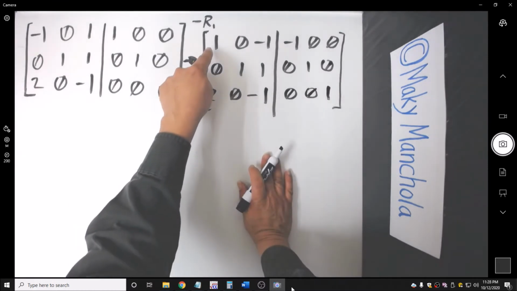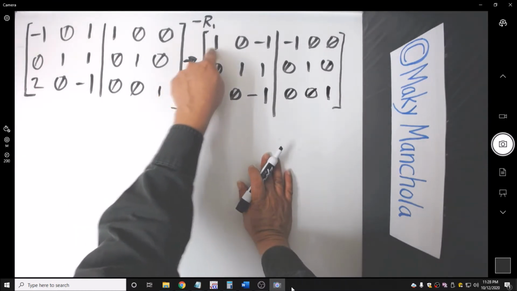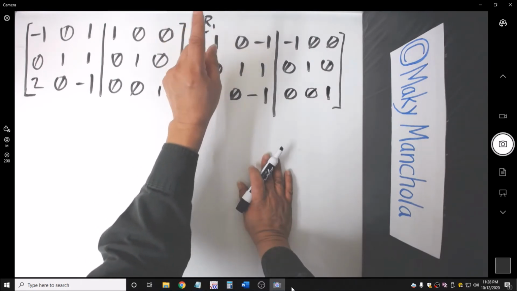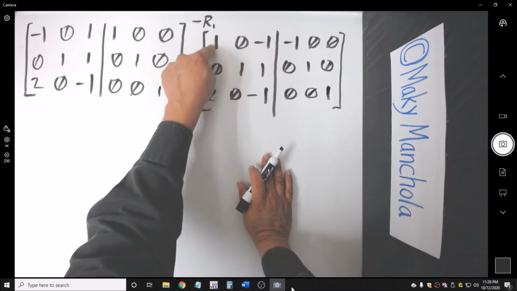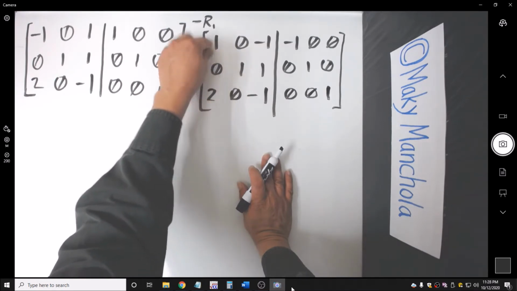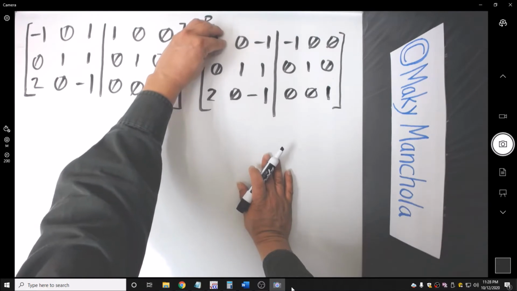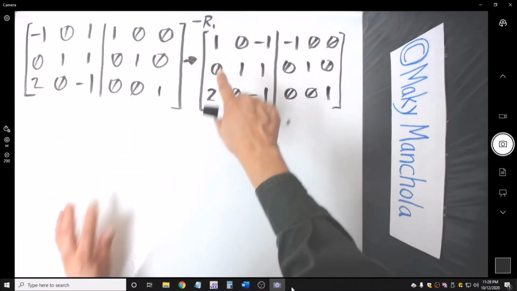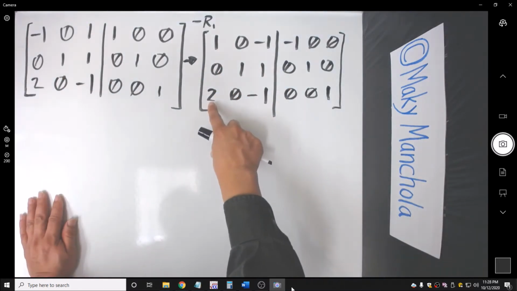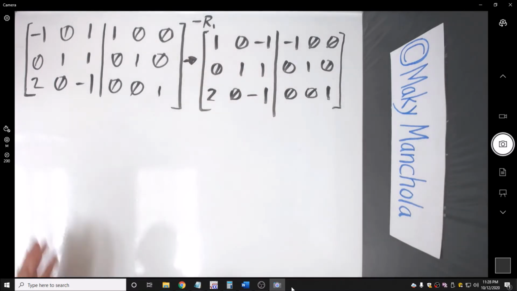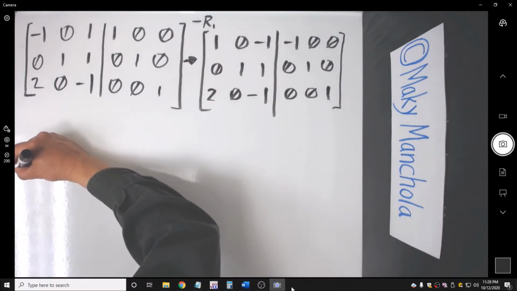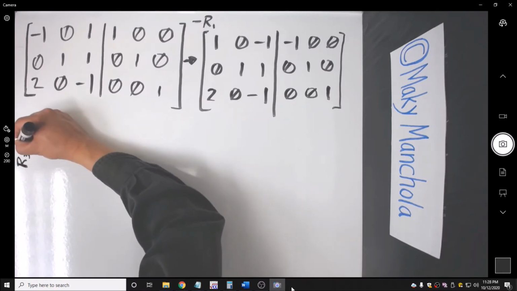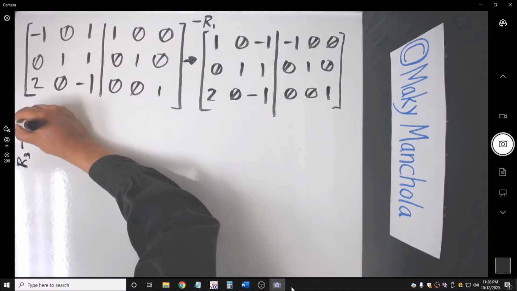Okay, next, you will go to that first non-zero entry in the first row. That's going to be our pivot. That's called a pivot. We're going to utilize that non-zero entry to eliminate every other non-zero entry in that column. So in this case, all I have to do is eliminate that 2. How? Take row 3 minus 2 row 1.